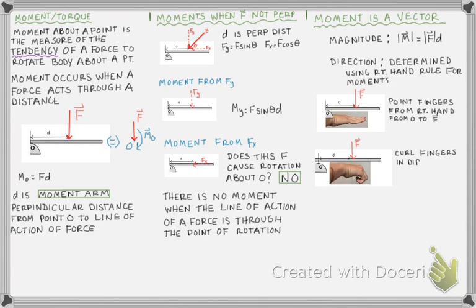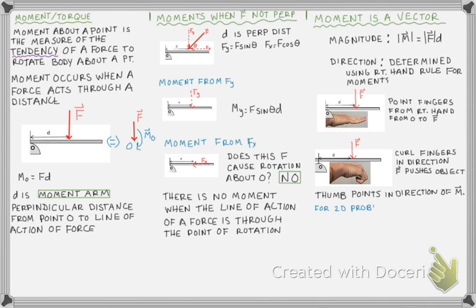Then I'm going to curl my fingers in the direction that the force pushes or pulls the object. So here I've taken my fingers and curled them down. Okay, so my right hand pointing this way and pushing down. And my thumb, which is pointing back into the board or the screen, points in the direction of the moment. So if we thought back to our right-hand rule for 3 dimensions, that's my negative direction, right?